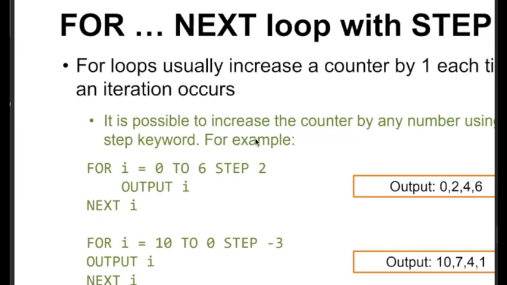In this video, we're going to learn about how we can use step. So we'll create a for next loop. We'll specify the range, which will start at 0 and go to 6. And then we're only going to output every second number. And then we're going to make a second one, which will only output every third number counting downwards in a bigger range, this time from 10 to 0.